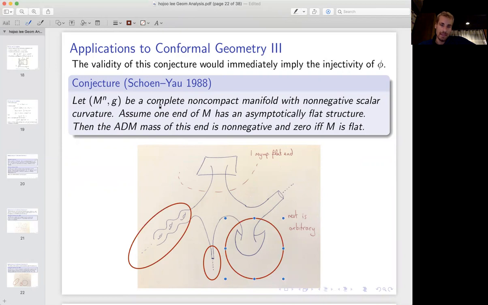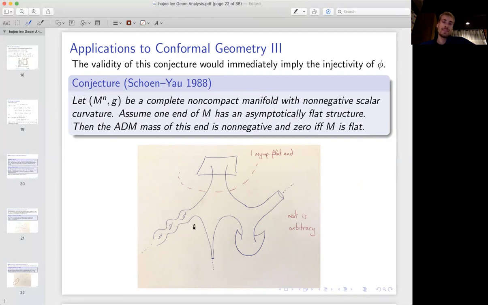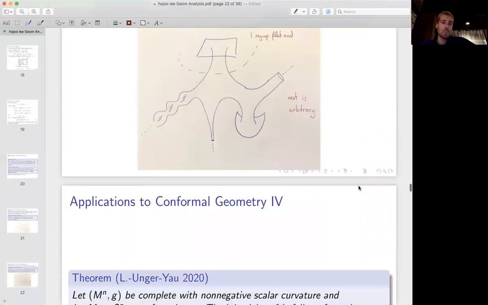Well, then they say that actually, these other ends don't matter. If the scalar curvature is non-negative, and you have one end which is asymptotically flat, then the ADM mass of this end is non-negative, and zero if and only if M is flat. So this is what you might call the positive mass conjecture with arbitrary ends. And the validity of this conjecture would immediately imply the injectivity of phi from the Schoen-Yau result I just mentioned. And that makes it interesting.